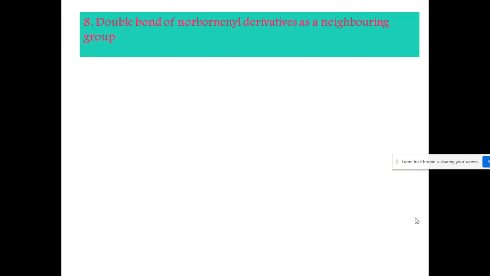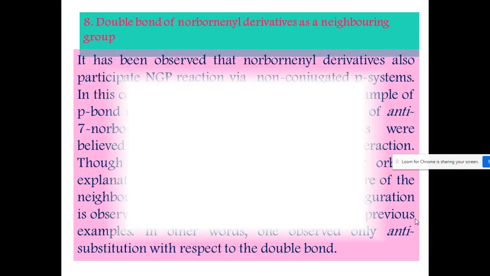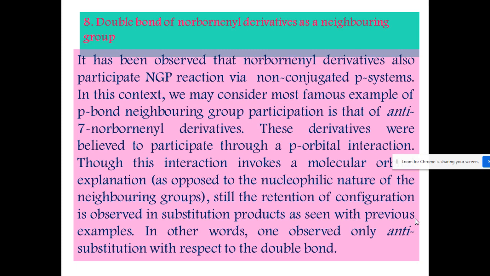Double bond of norbornenyl systems derivatives also act as neighboring groups. It has been observed that norbornenyl derivatives also participate in neighboring group participation reactions via non-conjugated pi systems.